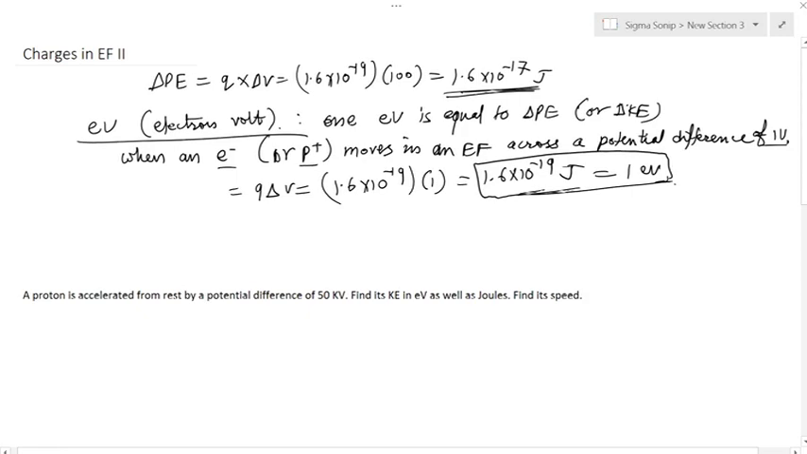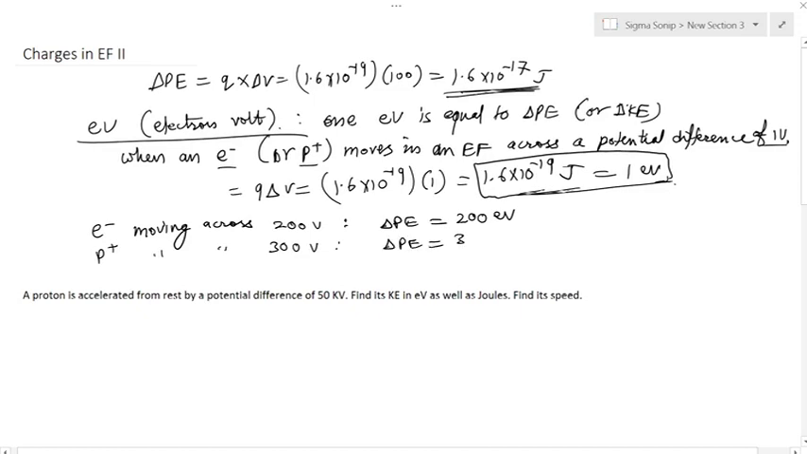For example, an electron moving across 200 volt, then delta P is equal to 200 electron volt. Likewise, a proton moving across 300 volt, then delta P is equal to 300 electron volt. And a final example, an alpha particle, which is basically a helium nucleus. We write it like this, 4,2, which means it has a charge of +2, moving across 500 volt, which means that delta P here is equal to, because the charge is 2 times 500, 1000 electron volt. Very convenient. And this unit is normally used when we are dealing with particles.